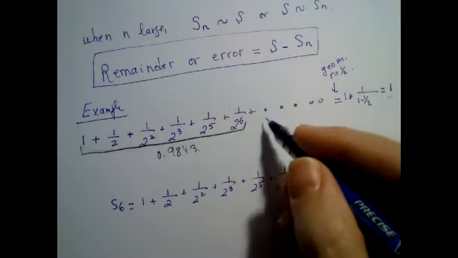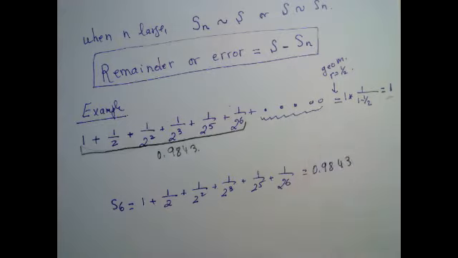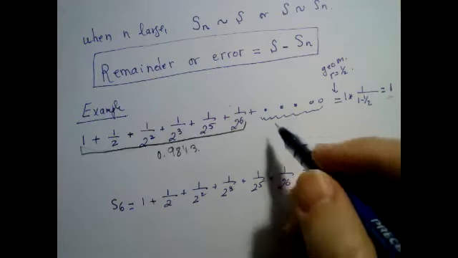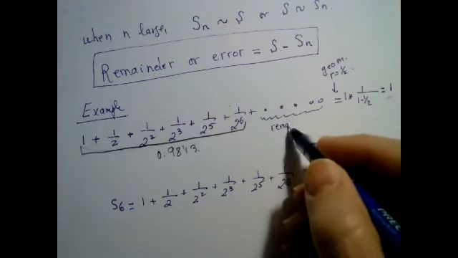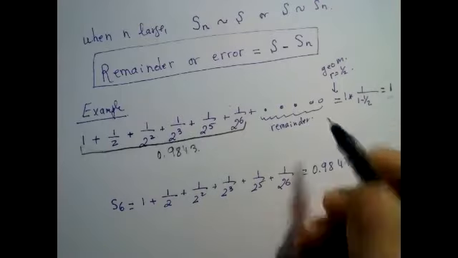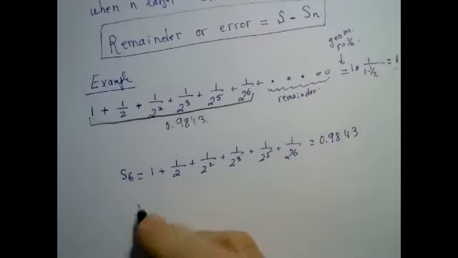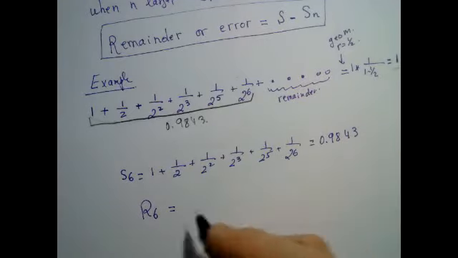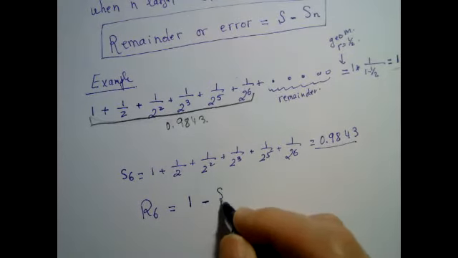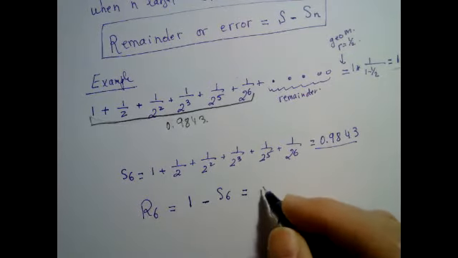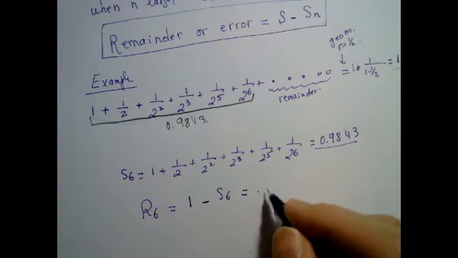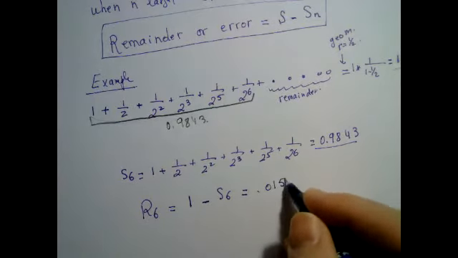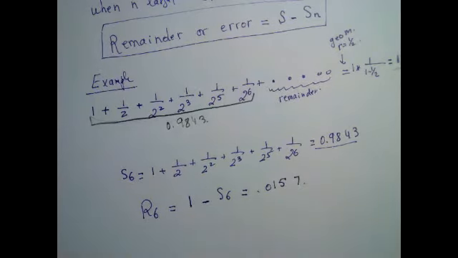But there is an error. There are those pieces that I didn't add. This is what we're going to call the remainder. It means the error in the approximation. So in this scenario, the remainder, R6, is actually the whole sum minus the sum of the first 3 terms. So if I do the math, it's 0.0157. Okay, so this example, shouldn't it be equal to 2.